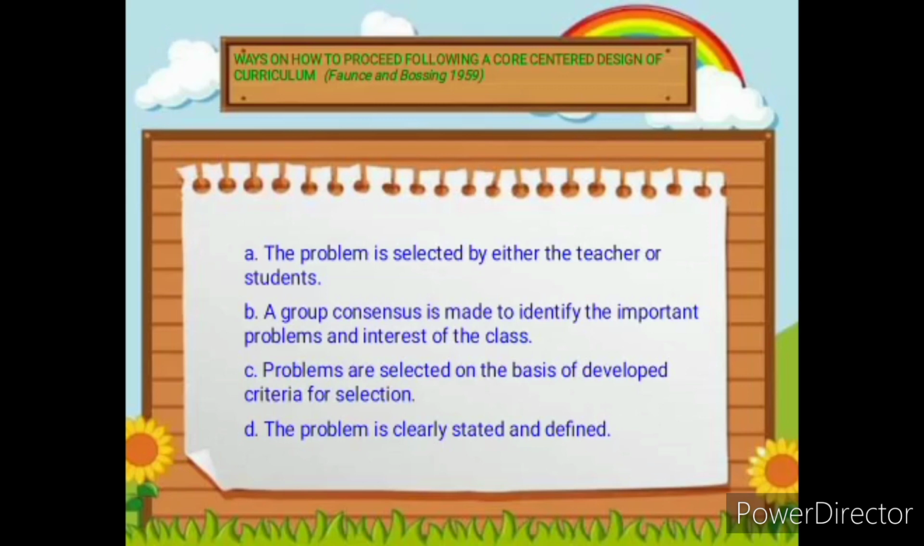A. The problem is selected by either the teacher or students. B. A group consensus is made to identify the important problems and interests of the class. So, it was an agreement by the people to identify the problems and interests of the class. By that, it will be easy for them to know what the problems of the children are or what their interests are. C. Problems are selected on the basis of developed criteria for selection. D. The problem is clearly stated and defined.